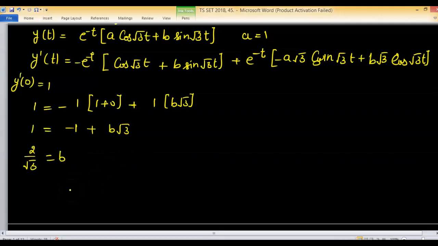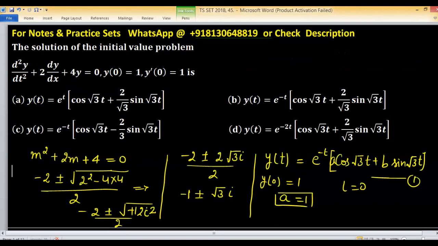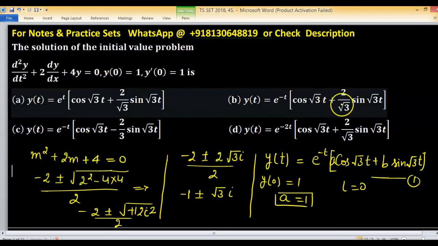Now put these values of a and b in the complementary function. So y(t) equals e raised to the power minus t, cos root 3t plus 2 upon root 3 sine root 3t. This is your exact answer. According to this, we have option B. Option B is the right one.